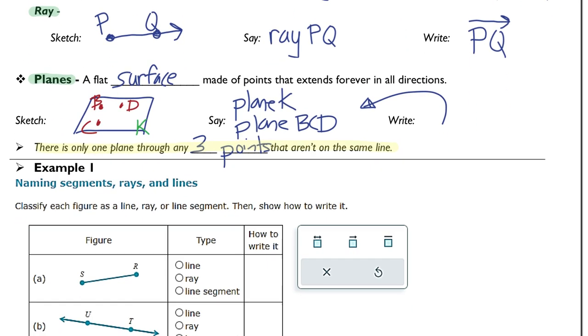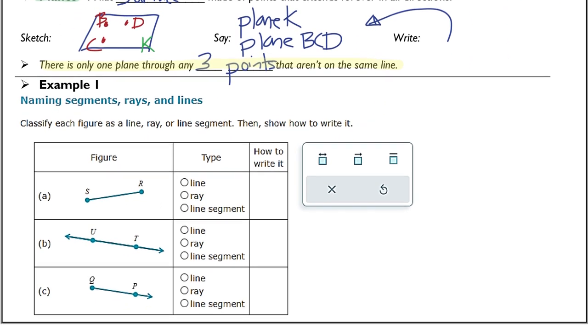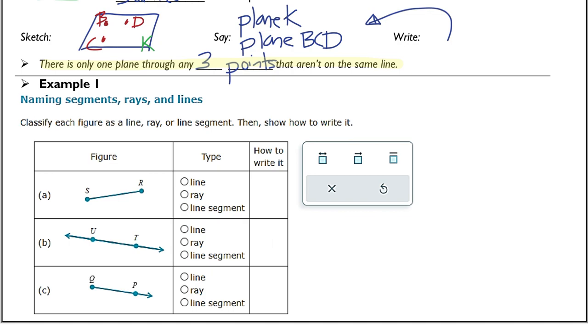Okay, so let's do our first example at the end of this page before we flip it. It's just looking at these and determining what they are, and then how do I write it. Only just one way. You can write some of them multiple ways. So first off, this stops on both sides. So this is a line segment, and I can write it in any order. So either SR or RS, and I have to use this symbol right here.